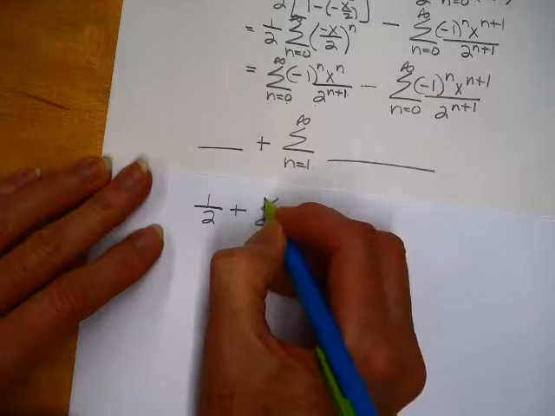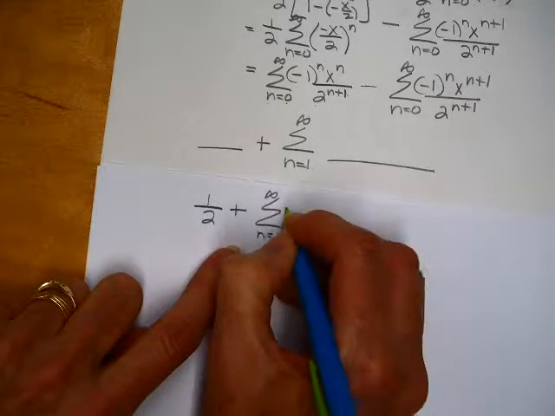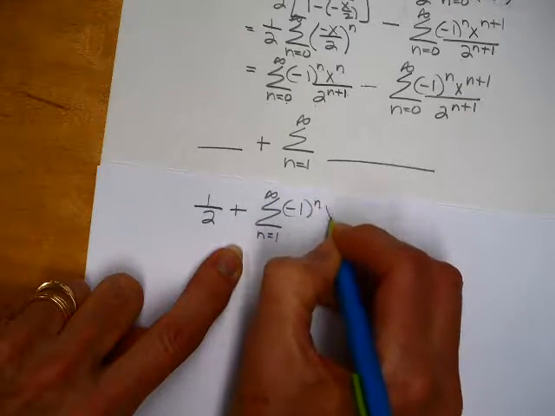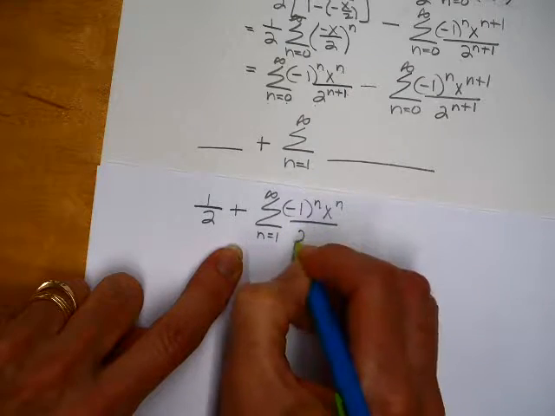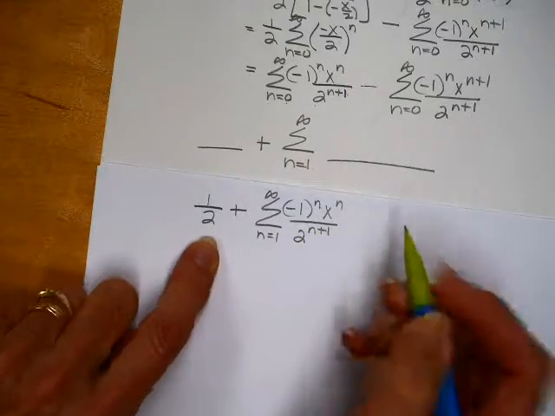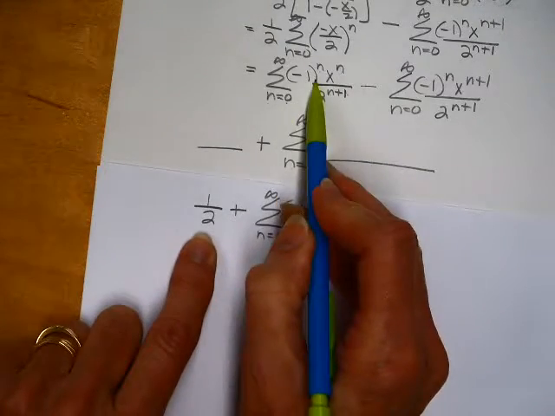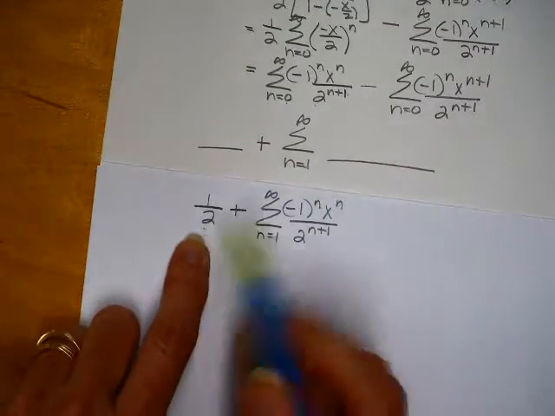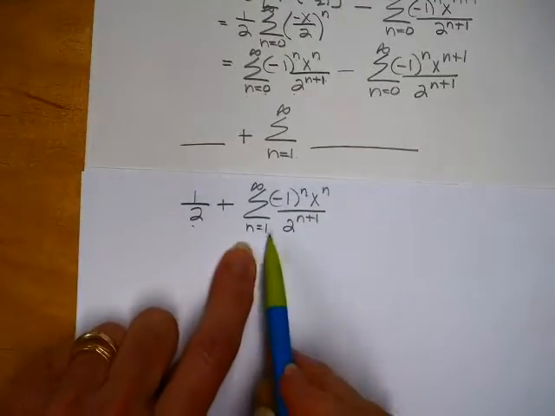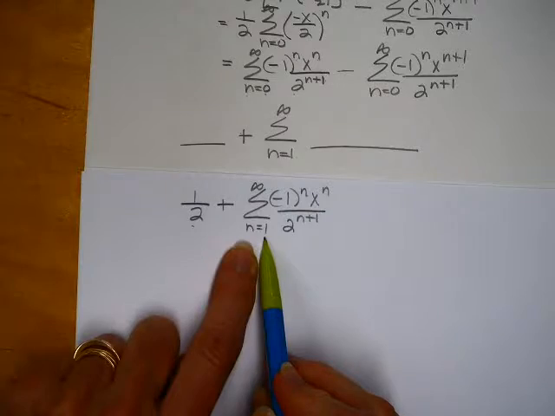Now it's going to start at 1. The rest of it is negative 1 to the n, x to the n, over 2 to the n plus 1. So I took the first term of this series, 1/2. The rest of it starts at 1.